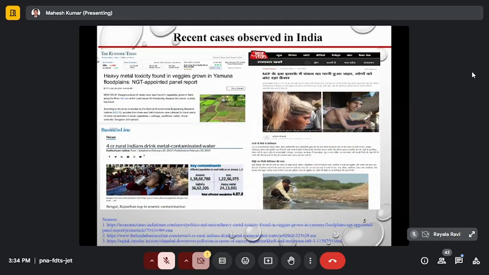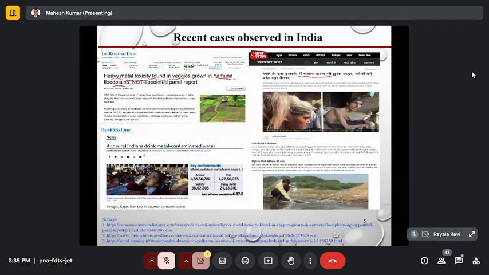If you see the print media, we regularly get news about the Yamuna: heavy metal toxicity found in vegetables grown in the Yamuna flood plains. Similarly, the Chambal in MP is also highly toxic. In different regions we have different rivers, and day by day their water quality is degrading. These heavy metals mix in somehow, either released by industry, or coming from agriculture, or some other source.